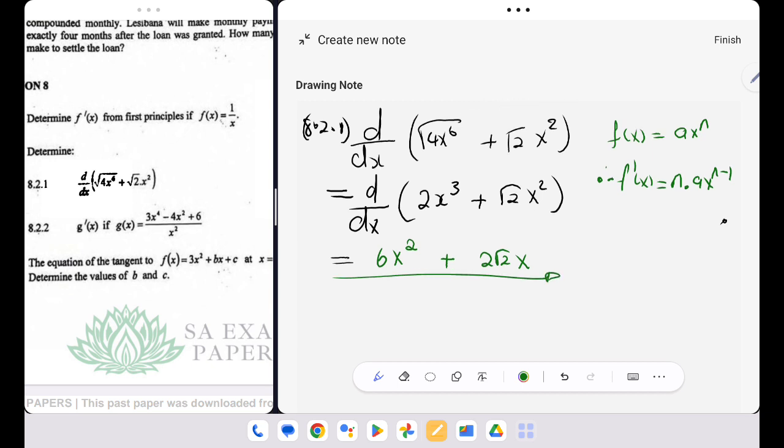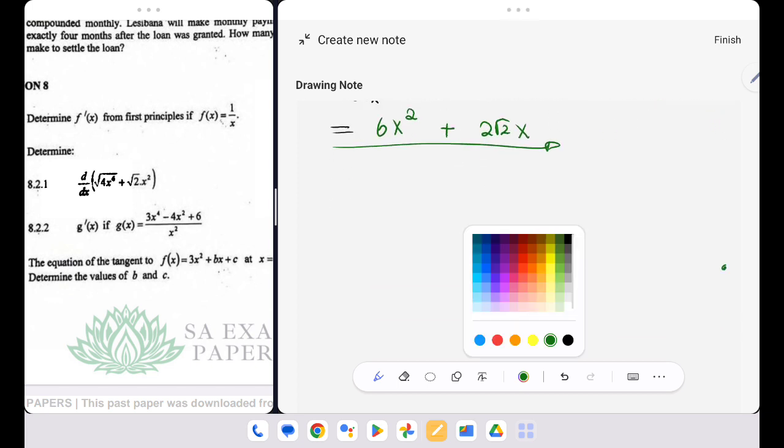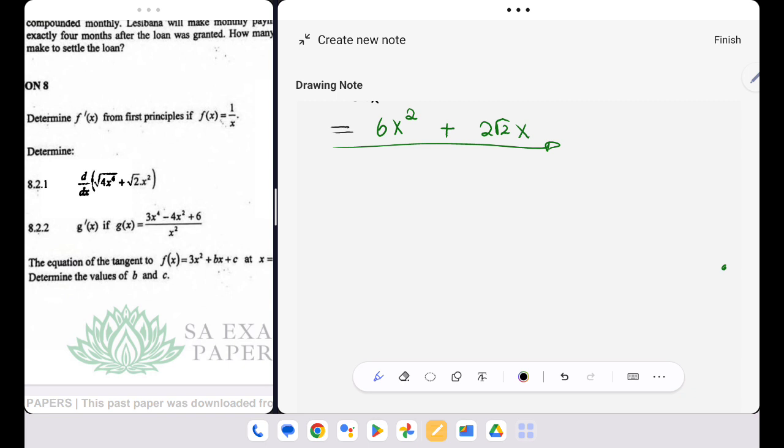Okay, let's move to 8.2.2. I'm given g of x equals 3x to the power 4 minus 4x squared plus 6, all over x squared. Okay, for me to find the derivative, I must not have fractions, sets, and brackets. In this case, I do have fractions, so my first objective is to remove the fractions.